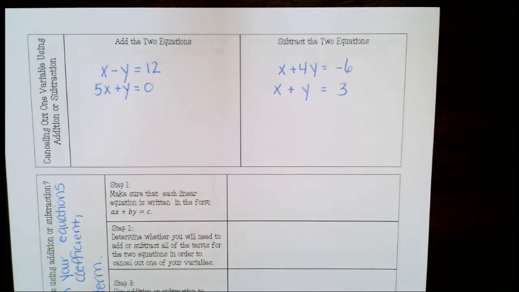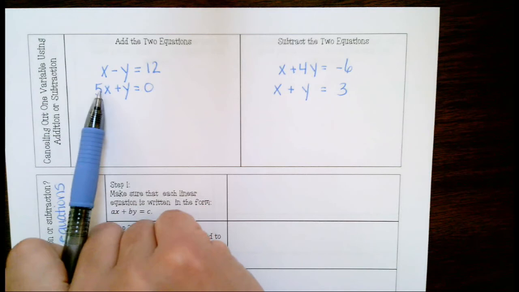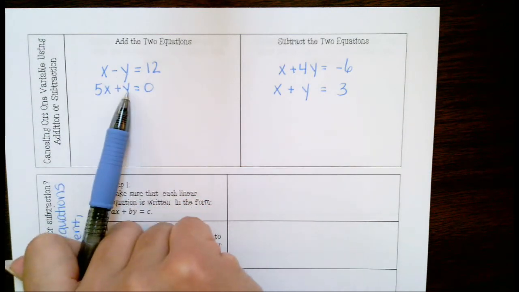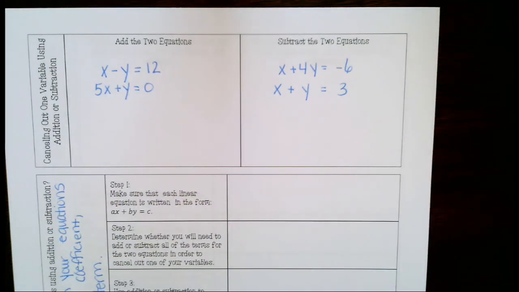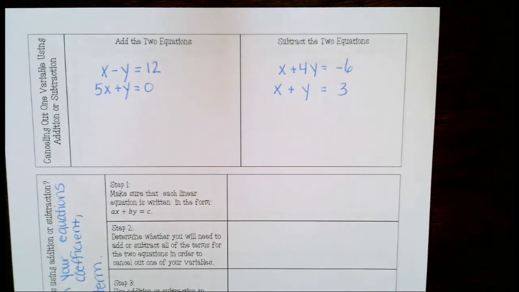So in this problem, I want to look and find which one of my variables has the same leading coefficient. Hopefully you notice this has a 1, this has a 5. Those are not the same. This one has a 1 and this one has a 1. I'm not looking at the signs right now. Okay, they both have a leading coefficient of 1. What I want to do now is look at those signs. Notice I have a plus and a negative. To cancel those out, I will add.